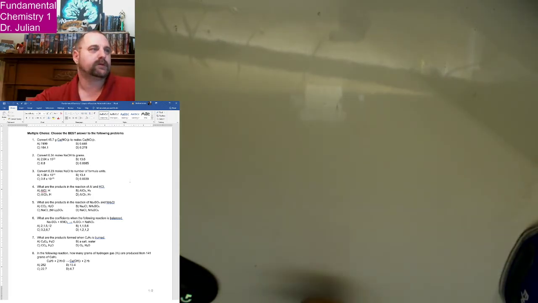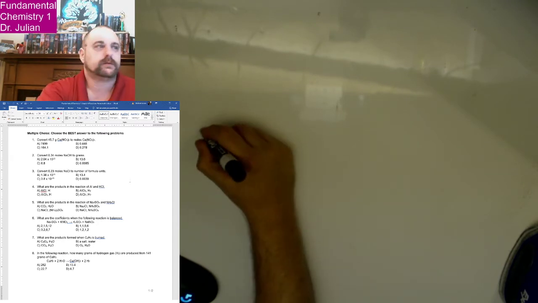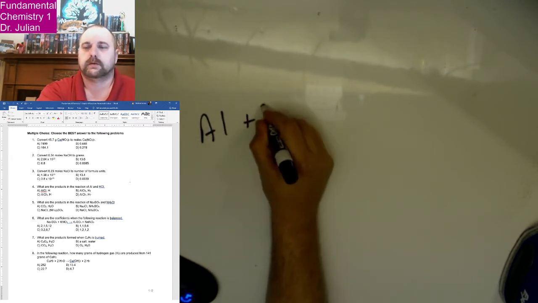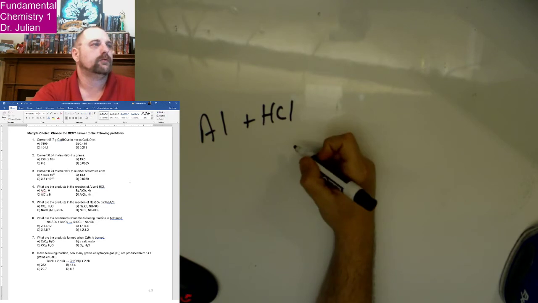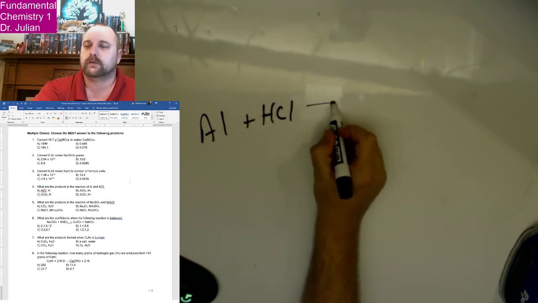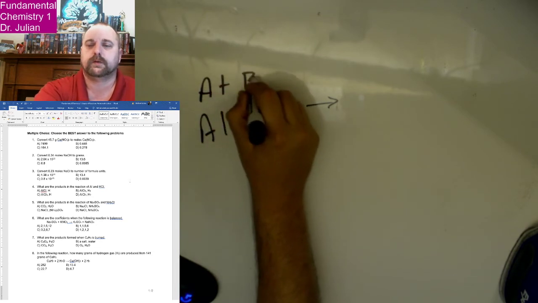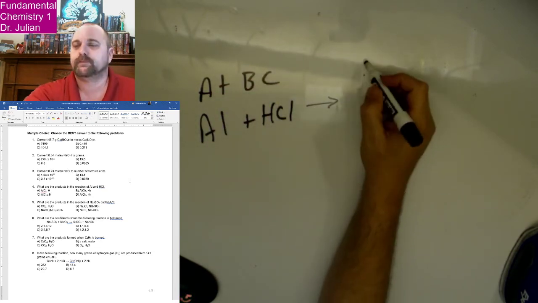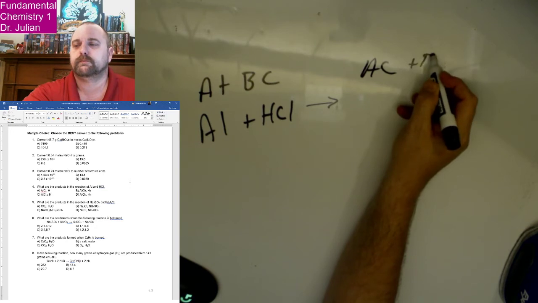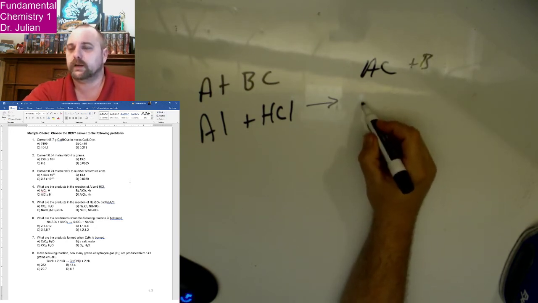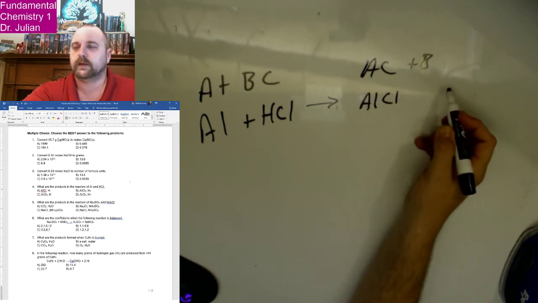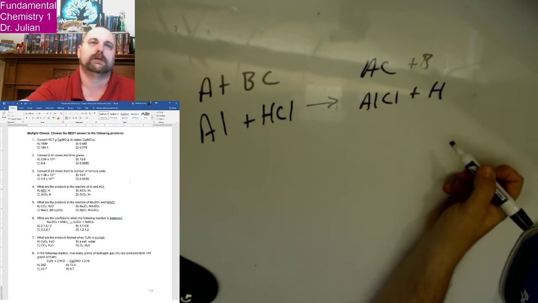Okay. Out of the products in the reaction of aluminum and HCl. Ooh, man. Flying along here. Aluminum and HCl. So, first off, this is an A plus BC. It's a single displacement, and it goes to AC plus B. We saw this a lot in the lab. So, if you're taking the lab, that helps a lot.